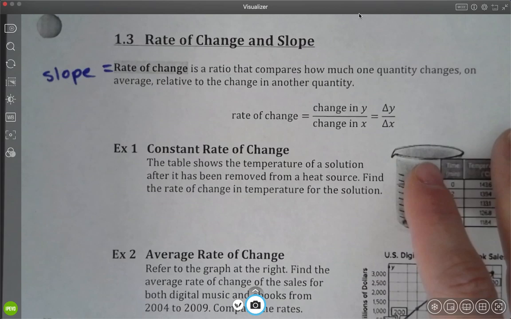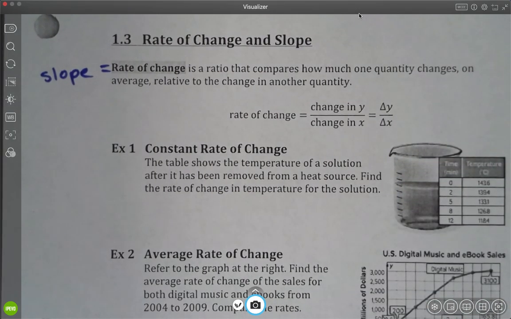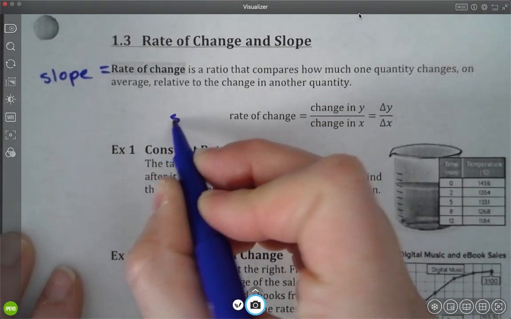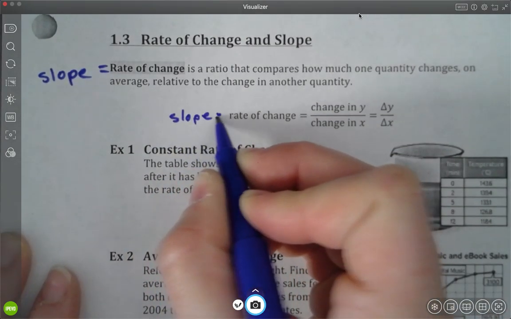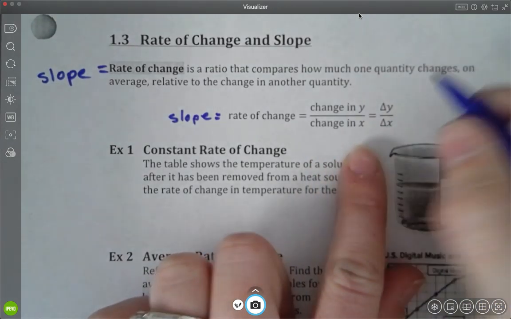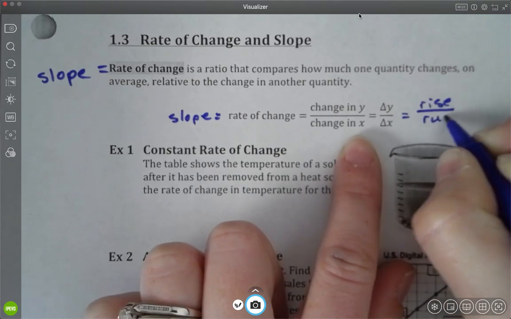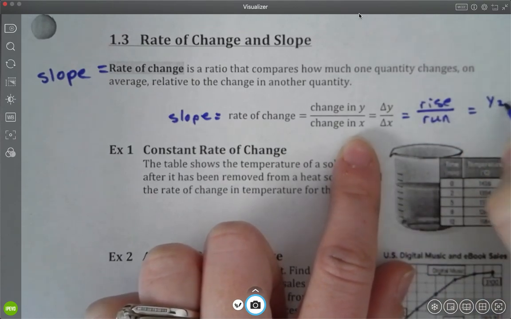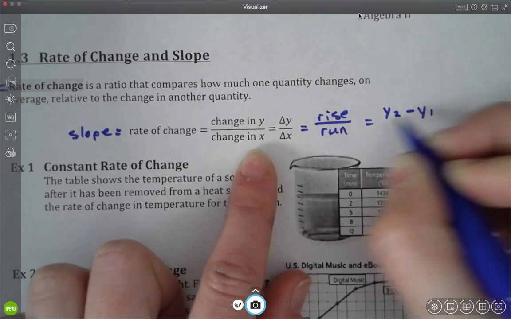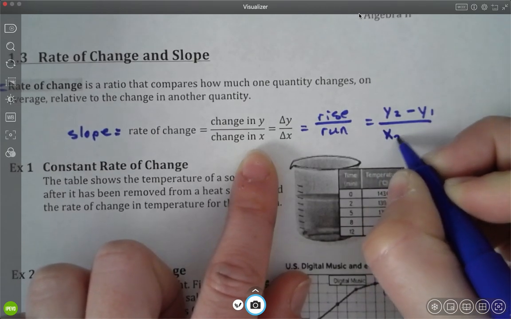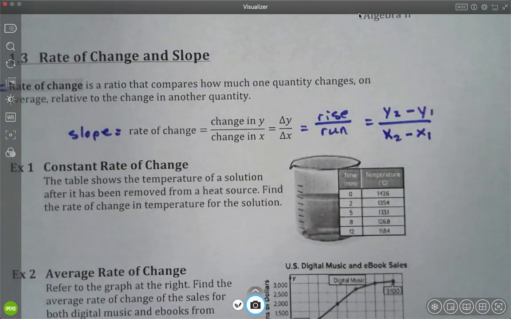So I started these notes already, and we said that rate of change was equal to slope. That's what slope is, rate of change. Slope is equal to the change in y over the change in x, which is the rise over the run, which is the second y coordinate minus the first y coordinate over the second x coordinate minus the first x coordinate, okay?